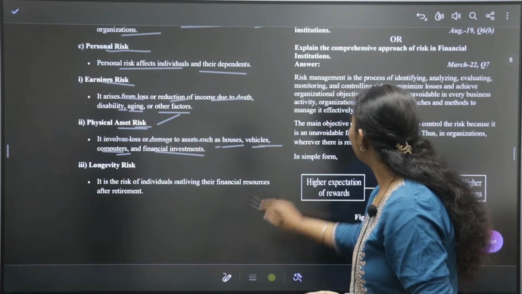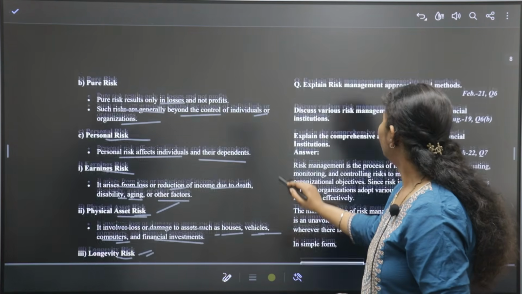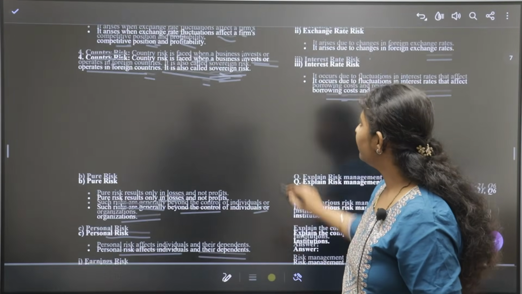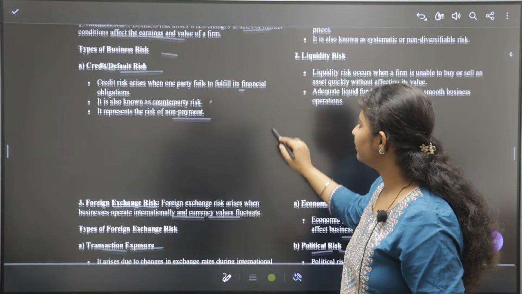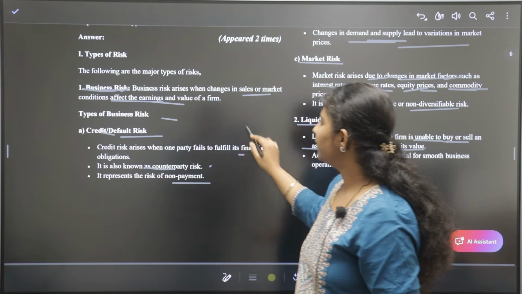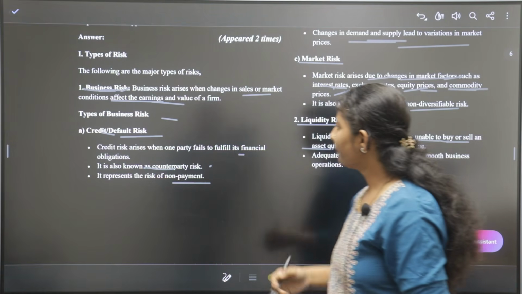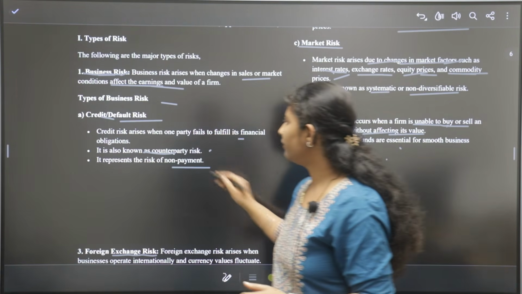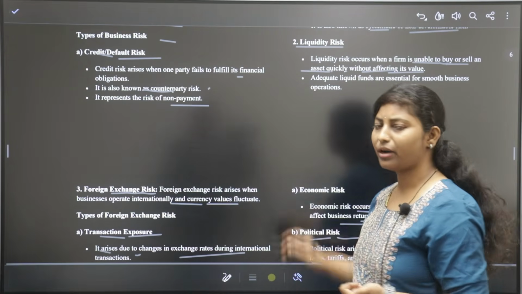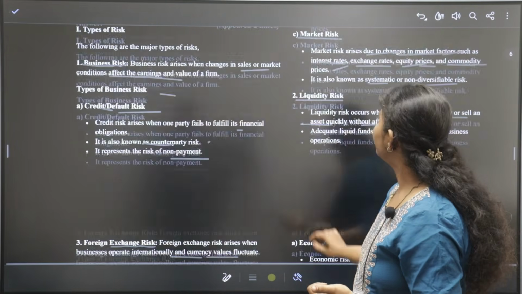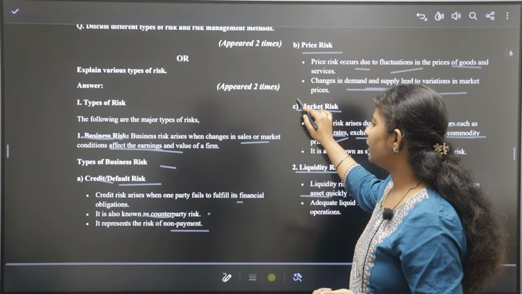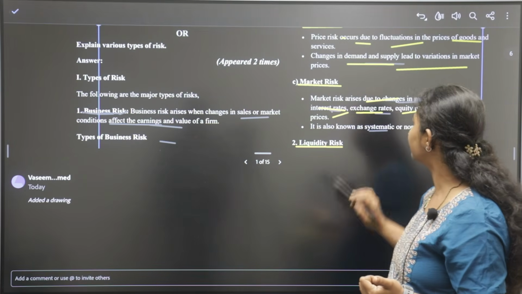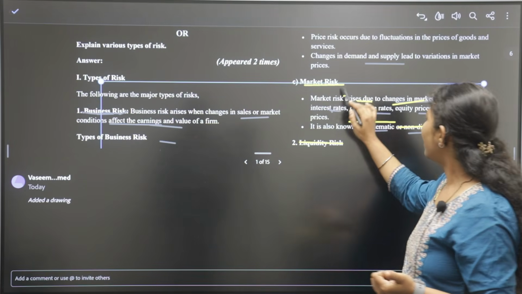Next we have, okay, so these are the different types of risk. What we discussed, once again we revise it. The first question is the different types of business risk. The first is business risk. In that we discuss credit risk, where money lent does not come back. In business risk, first is credit risk, next price risk, and next market risk.